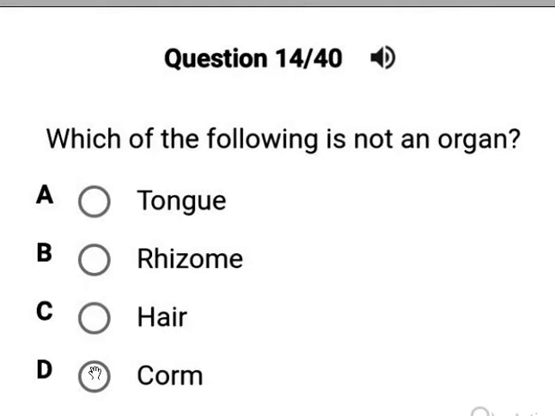So the best option here is hair. Also we know that tongue, heart, rhizomes, combs are all organs. You should note that hair is a tissue. So hair is a tissue, it is not an organ. So the best option here is option C. Moving to the next question.